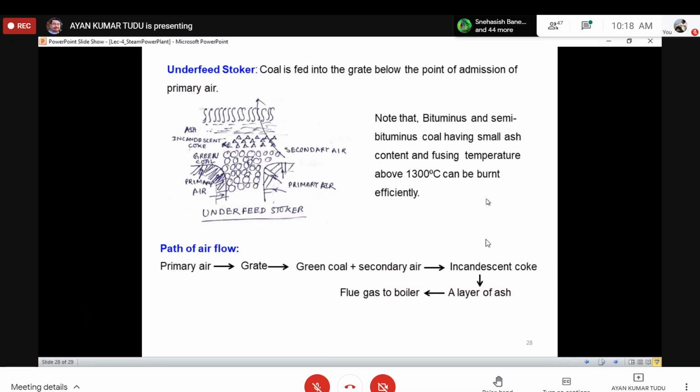So first is primary air, then the grate, then the green coal plus secondary air, then we have our incandescent coke, then the layer of ash, and last we have the flue gas to the boiler. So we can very well understand that these are the two methods by which we can fire a typical steam power plant. Okay, so I hope it is clear till now.